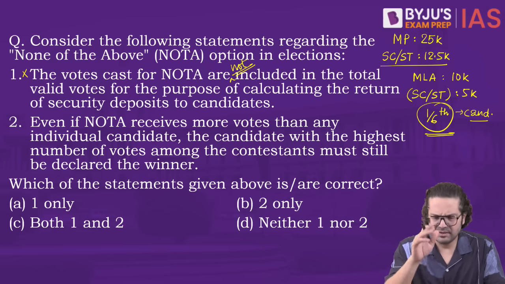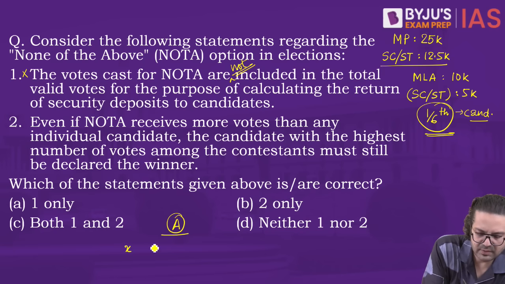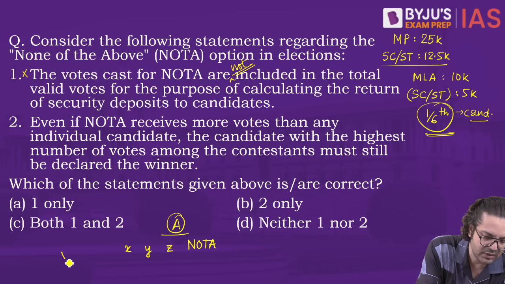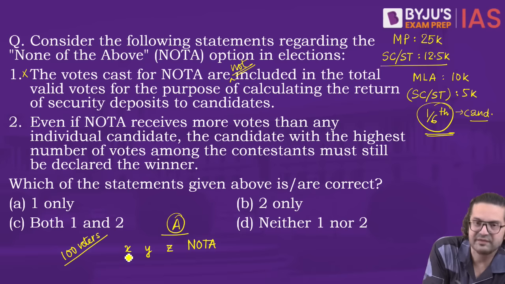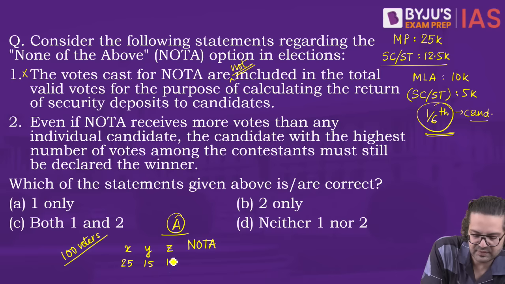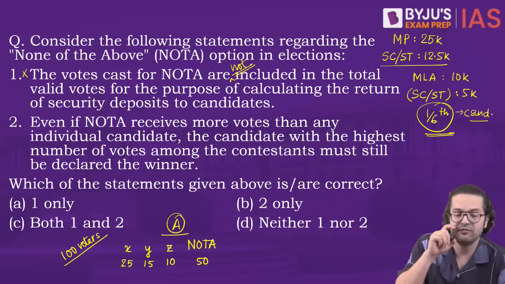Is that the case? Let's take an example. Let's say there is a constituency A where there are some candidates X, Y, Z, and we also have the NOTA option. Now, assuming there are 100 electors or 100 voters, if let's say X gets 25 votes, Y gets 15 votes, Z gets 10 votes, that would mean how much? 50, and NOTA gets 50 votes.